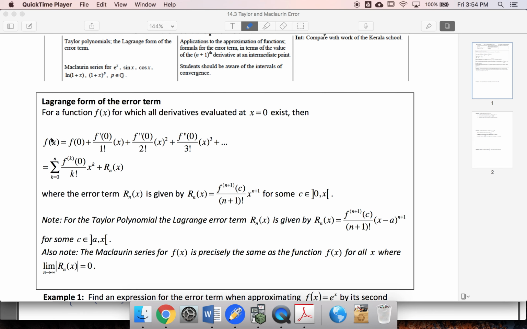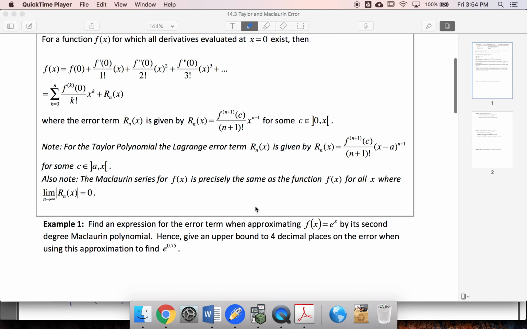So we're approximating the function at some x. My error term takes this form: the value of the next derivative evaluated at c, x to the n plus 1, over n plus 1 factorial. If I go for a Taylor polynomial, then my Lagrange error term includes the x minus a, and my c value is between a and x. This is the same for Maclaurin, except for Maclaurin the a value is 0. So that's why it looks like this.